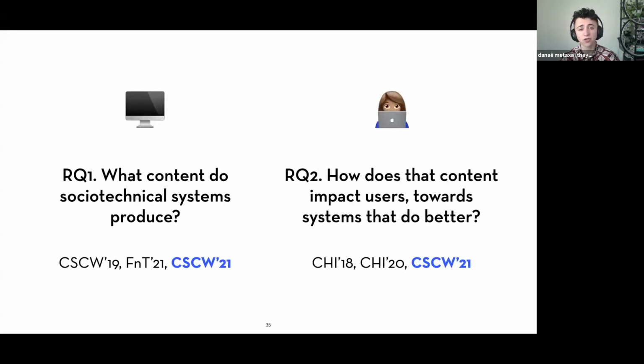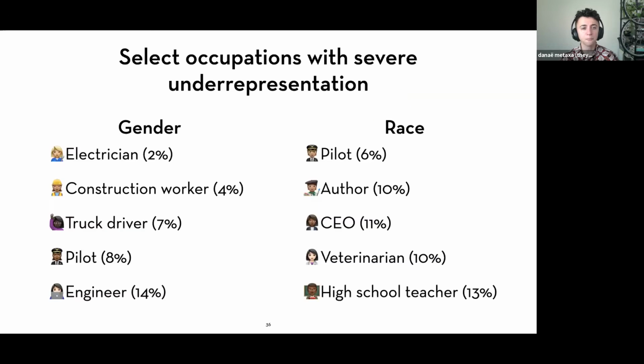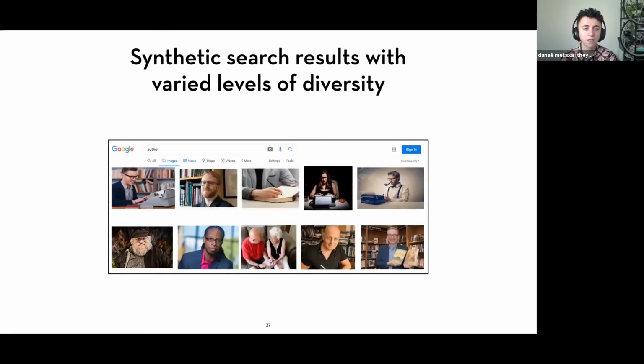So having answered this first research question with an algorithm audit, in this project, I also closed that loop by connecting a second study answering the second question. How does biased content impact users, and how can we do better? So first, I selected a set of 10 occupations, 5 for race and 5 for gender, in which marginalized people are heavily underrepresented. And I chose these because I felt they were among the most high impact examples, since marginalized people might already feel they don't belong in those occupations.